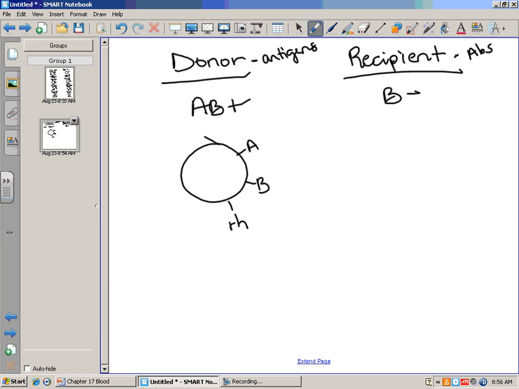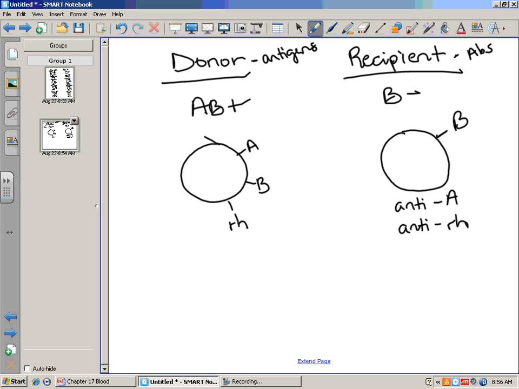Okay? We're worried about the recipient's antibodies. It's easiest to figure out the antibodies if you draw the antigens. So let's get our red blood cell. What antigens does somebody that's B negative have? B. What antibodies does he have? He's got anti-A and anti-RH.